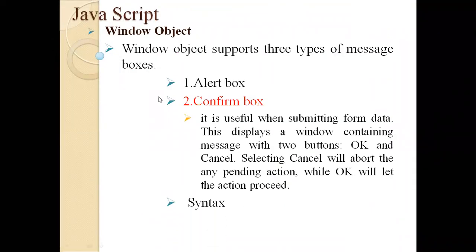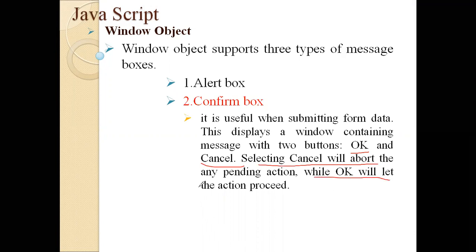There are two buttons which will be created while creating a confirm box. The two buttons are the OK button and the Cancel button. Selecting Cancel will abort, while OK will let the action proceed. So when you press OK, it will allow the action to be performed, and when you click on Cancel, it will not allow the action to be performed on the window.